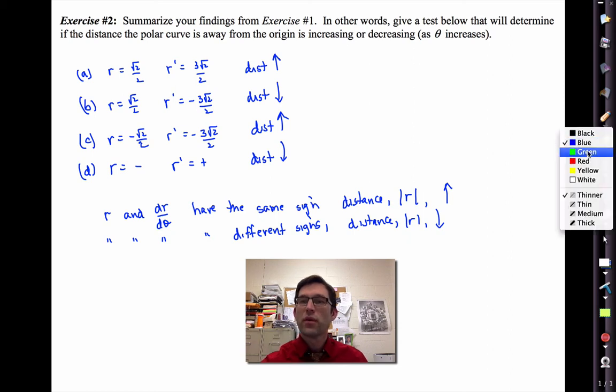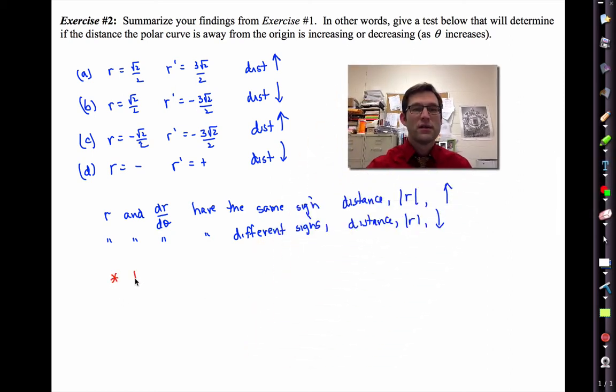What this should certainly remind you of is the 1D test for speed increasing and decreasing. It's really the same test. When v and dv dt have the same sign, then the absolute value of v increases. When v and dv dt have different signs, then the absolute value of v decreases. So it's a very simple idea, but kind of cool. And if you really think about it, it makes a lot of sense.